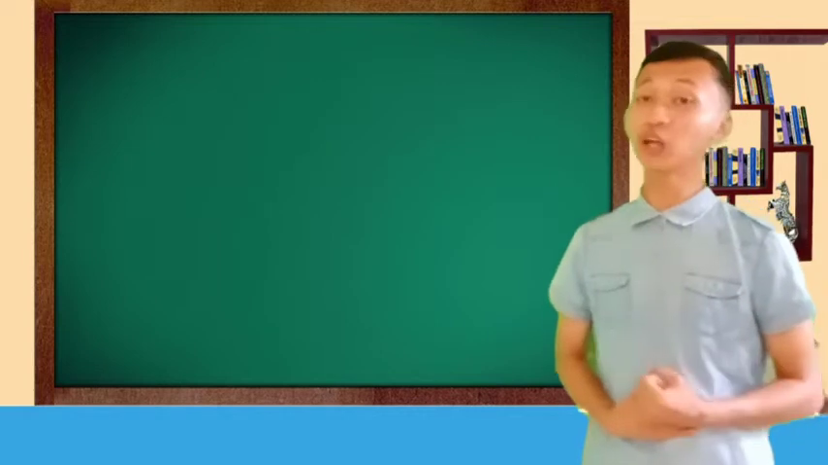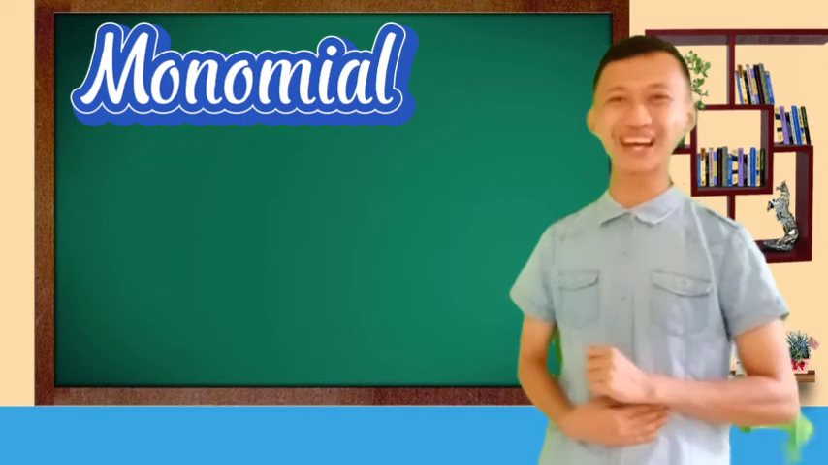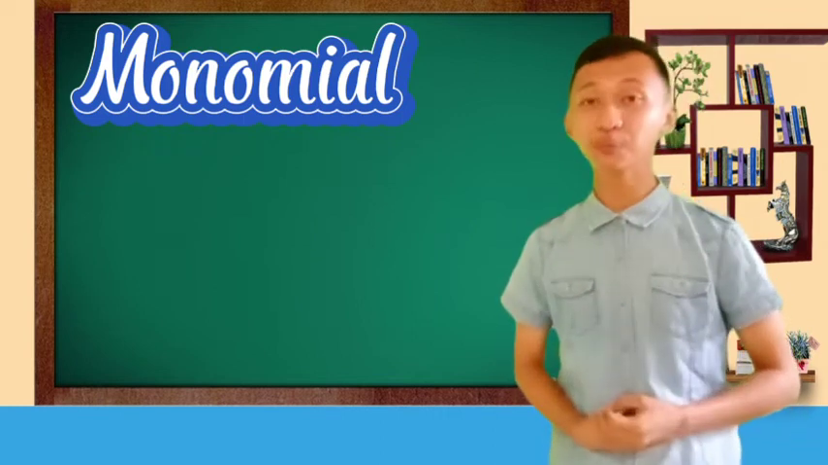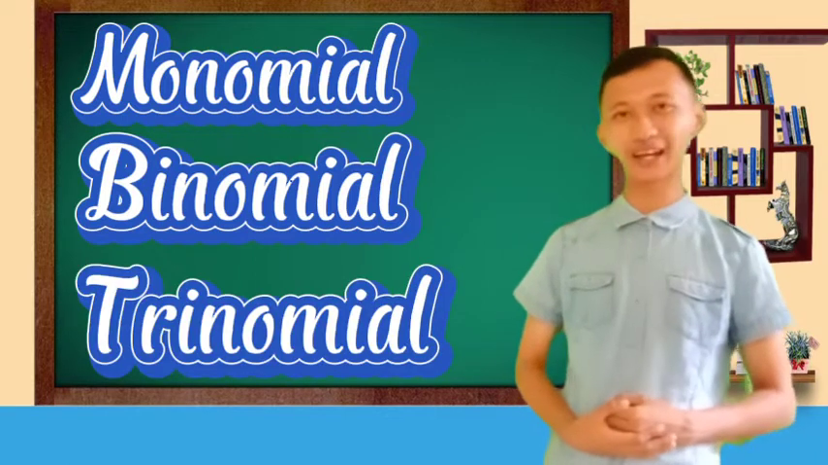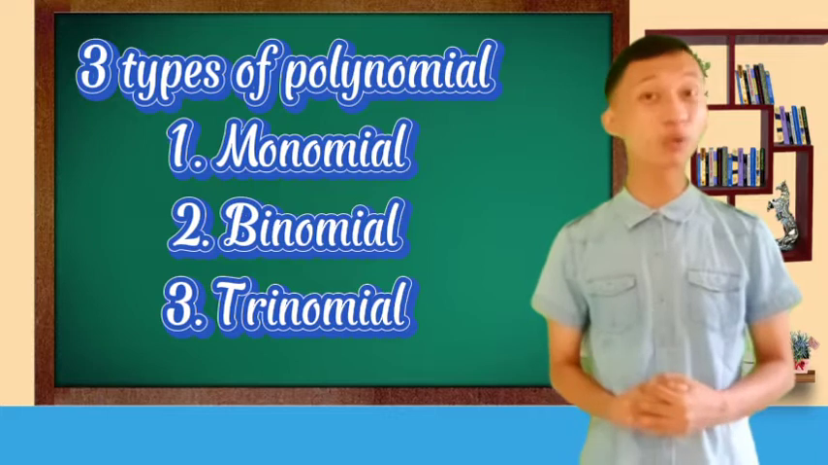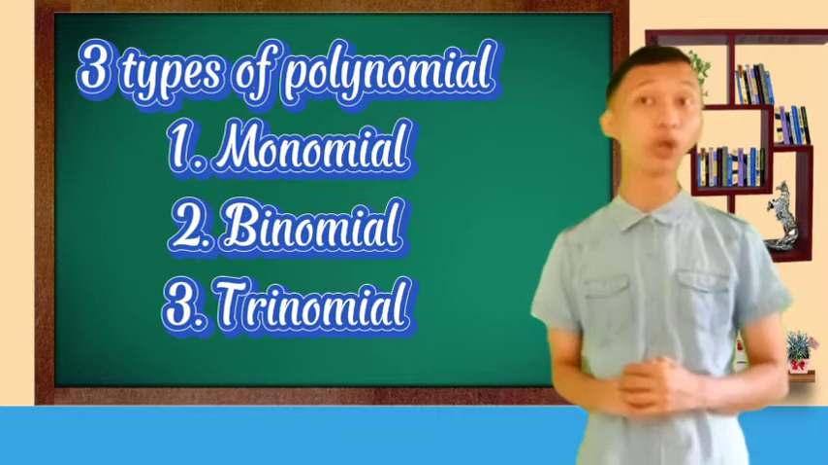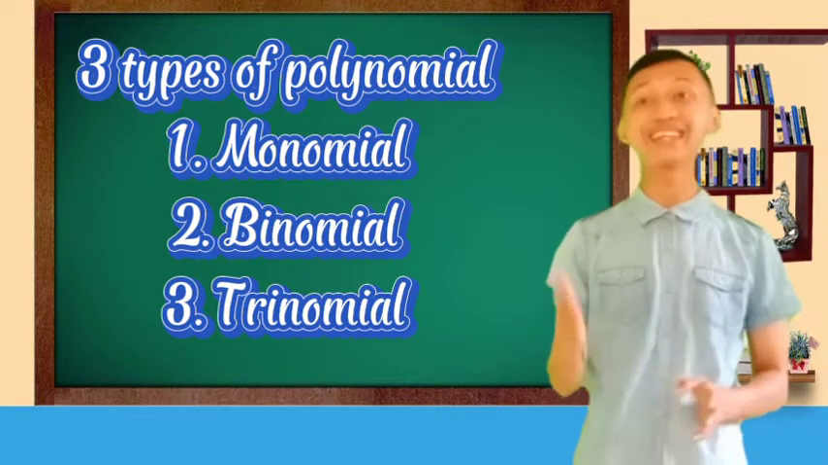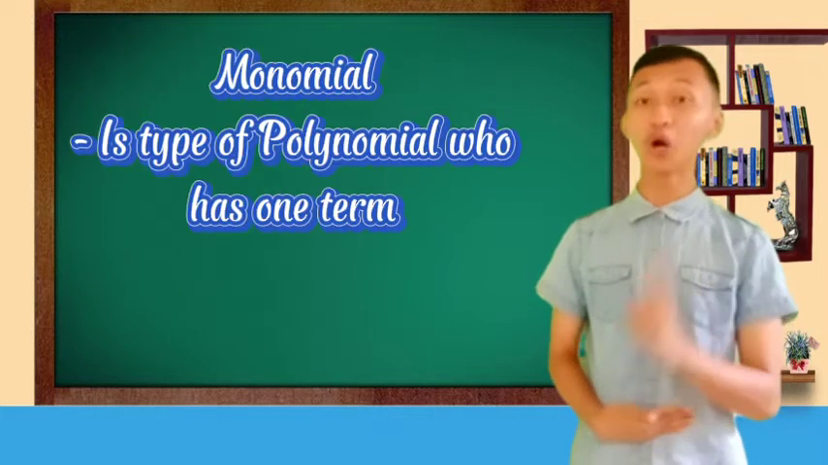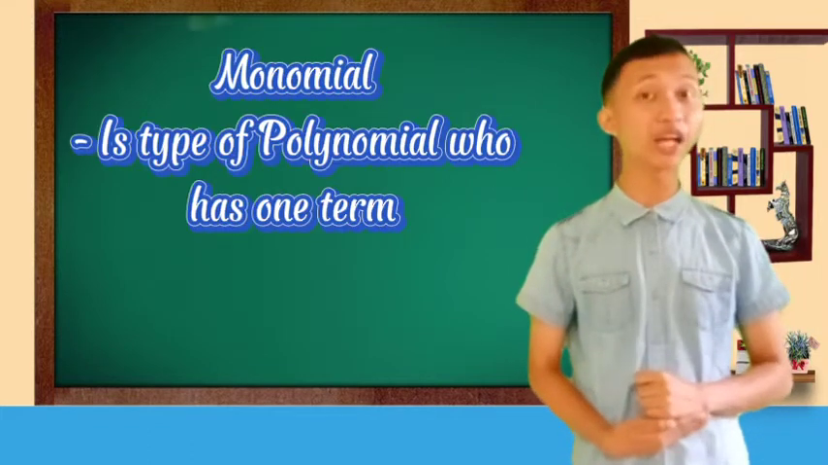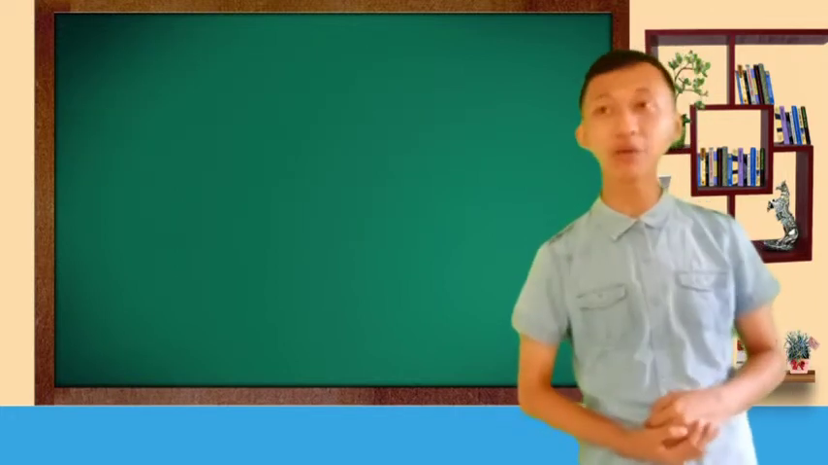So, polynomial has different three types. First, we have monomial. Second, we have binomial. And the third one, which is trinomial. To make this class more participative, may I request someone who can define to me what monomial is? Yes, Aldrin. Very good. Monomial is type of polynomial who has one term. Who can give me an example of monomial?